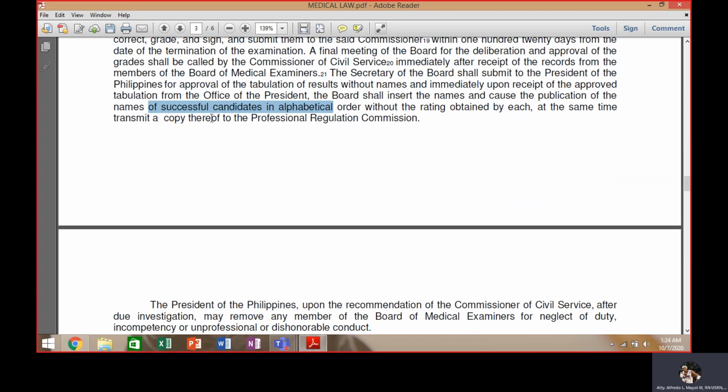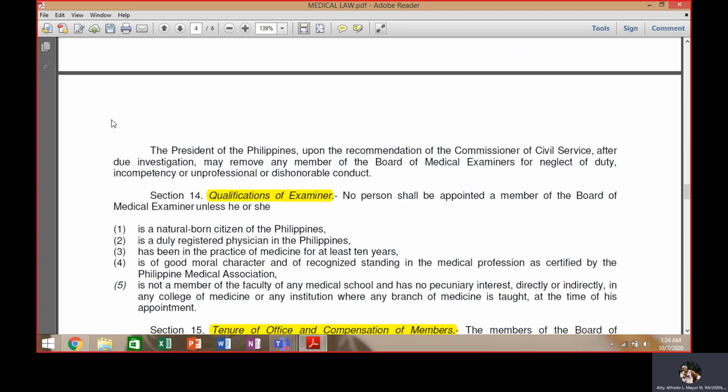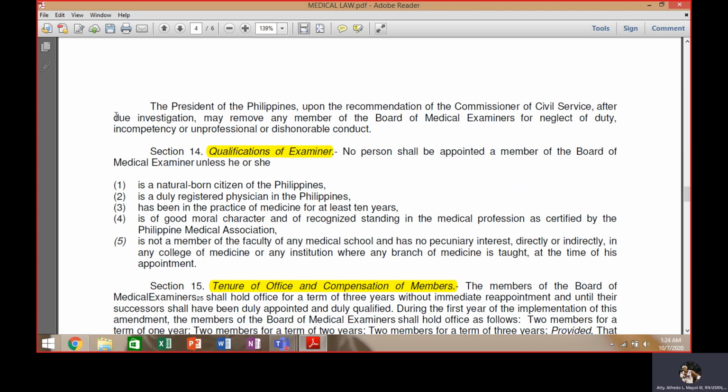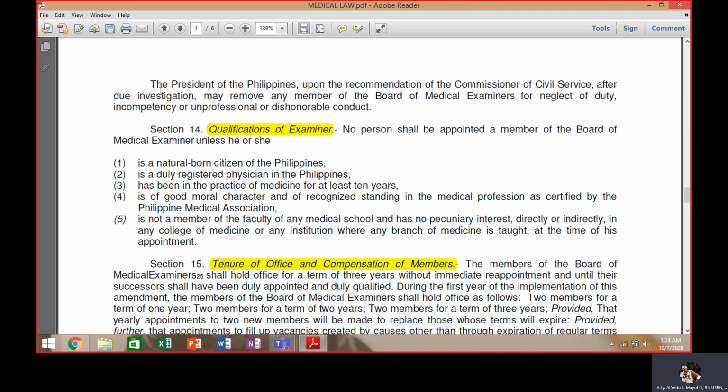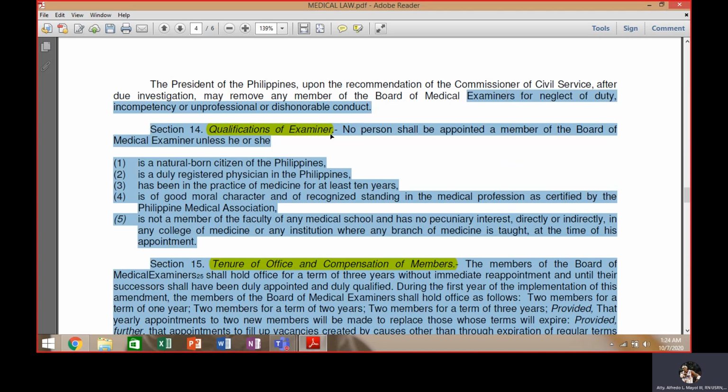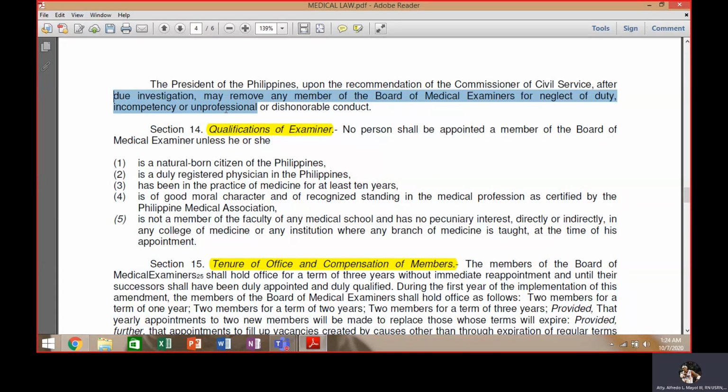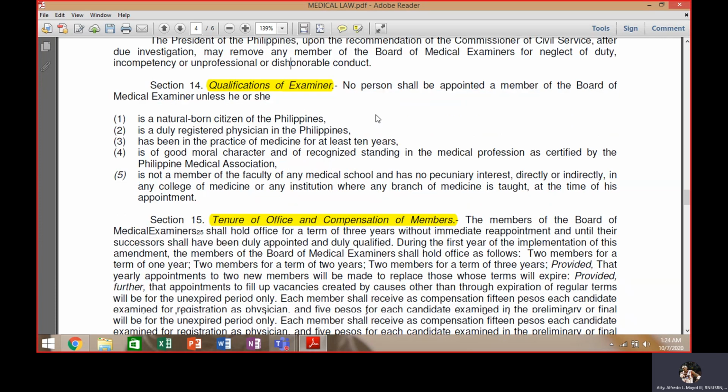At the same time, transmit a copy thereof to the Professional Regulation Commission. Okay? However, that rule has already been amended. The President of the Philippines, upon the recommendation of the Commissioner of Civil Service, after due investigation, may remove any member of the Board of Medical Examiners for neglect of duty, gross incompetency, or unprofessional or dishonorable conduct.